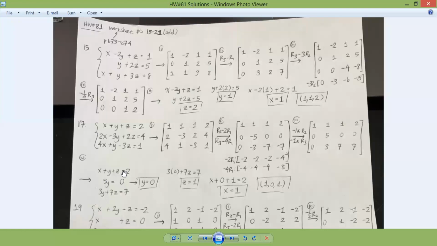Okay, so x plus y plus z equals 2, that's 1, 1, 1, 2, right? 5y equals 0 for the second row, 3y plus 7z equals 7 for the third row. So from there, y equals 0, and then I'm going to solve for z using the third equation. 3y plus 7z is 7, so that would be 0 plus 7z is 7, which would give us z equals 1. And then for the first equation, x plus y plus z equals 2. So x plus y, which is 0, and then z is 1, that equals 2, so that gives us x equals 1, which gives us the final answer of 1, 0, 1.